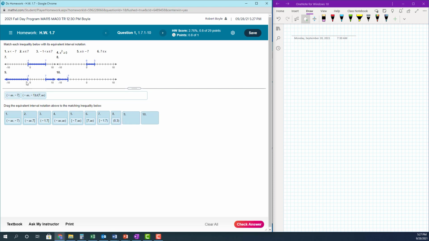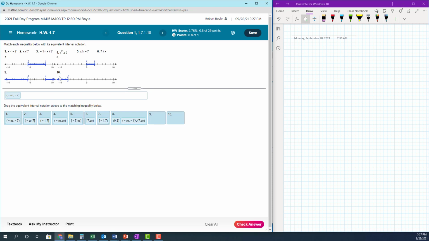Now this one is the union of 2 intervals, and there's only one here that has a union of 2 intervals. Yep, it's this one right here. So this one we go there. But basically this is the interval from -infinity all the way up to -1, not including -1, union with the interval from 7, not including 7, all the way to infinity.